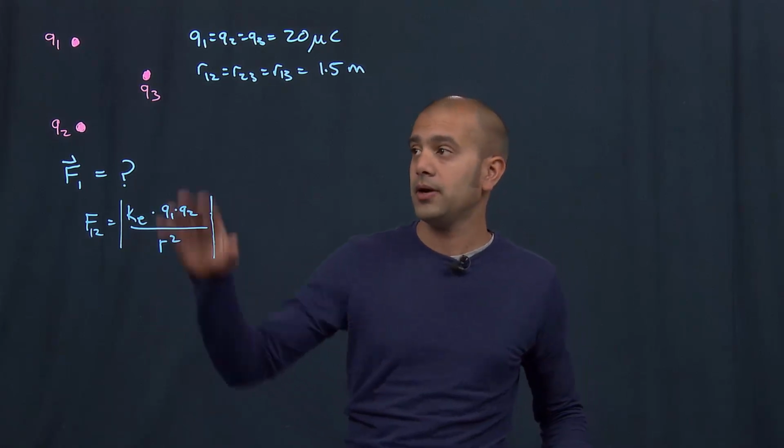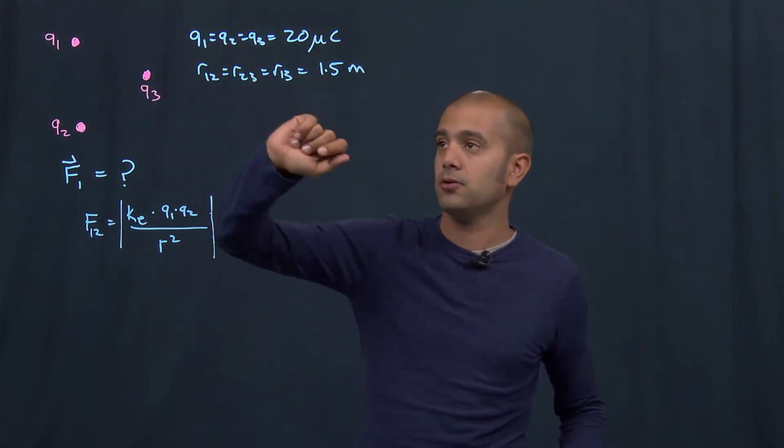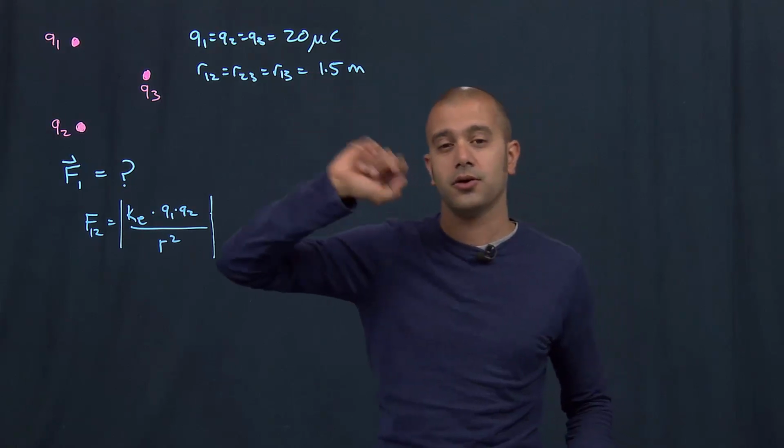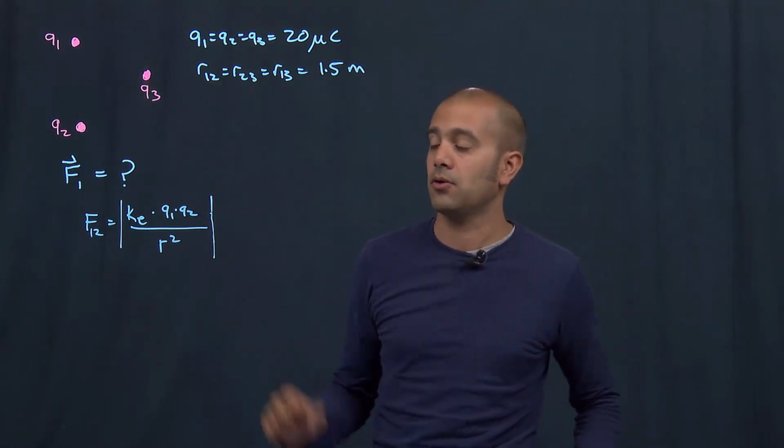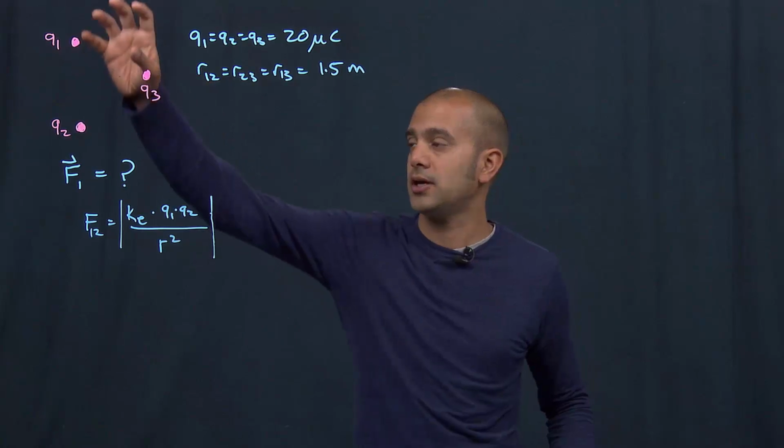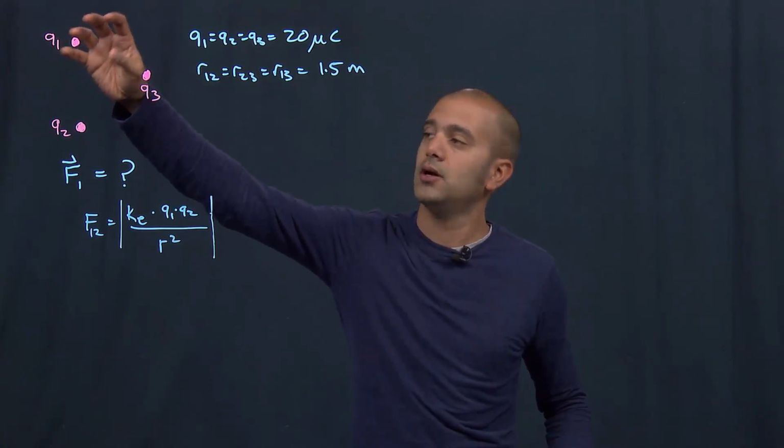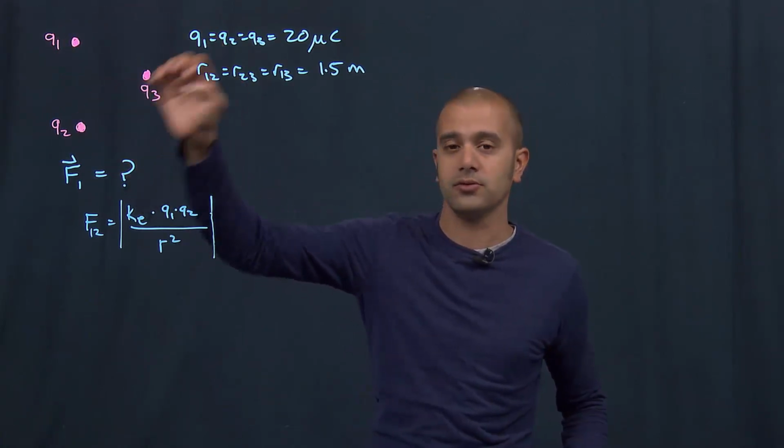So here's a sketch of the problem. We have three positively charged particles. Each of them has a charge of 20 microcoulombs. They're all separated by a distance of 1.5 meters. And what we're asked to find is the force that the first charged particle feels due to the presence of particle 2 and particle 3.